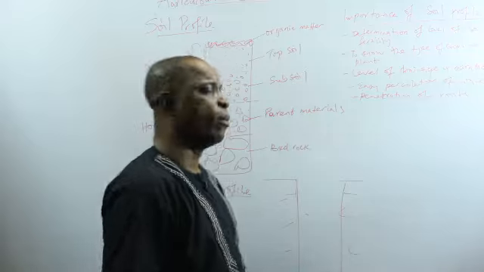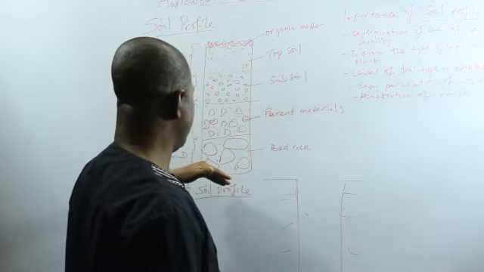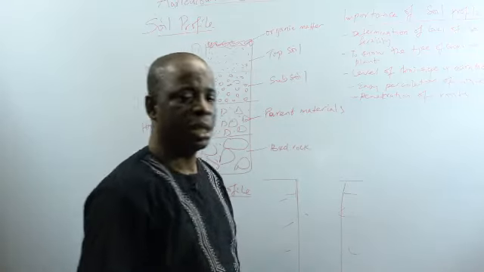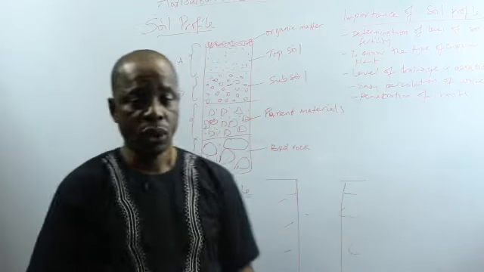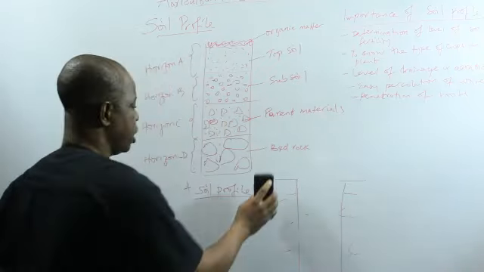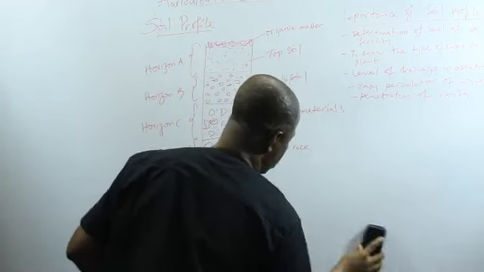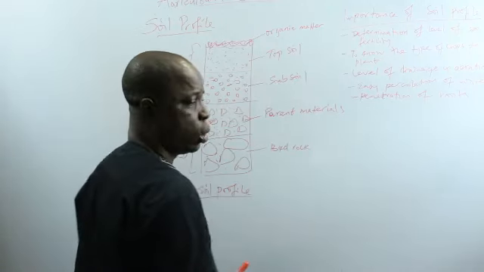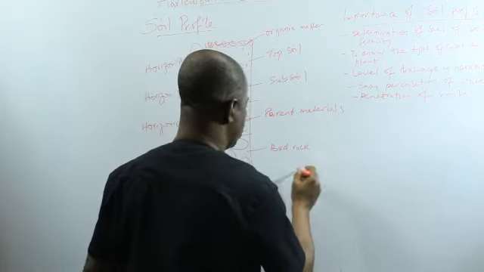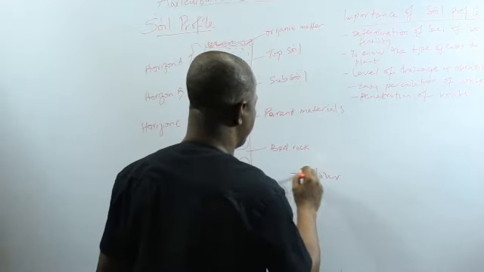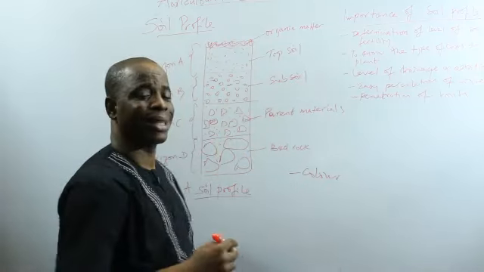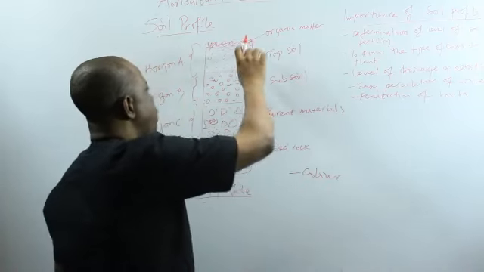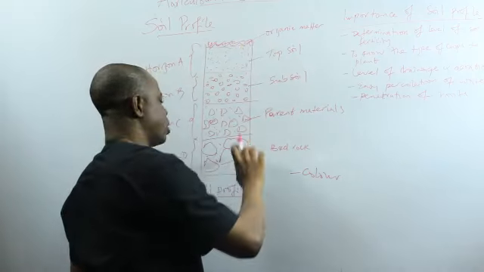Now, as we move from horizon A down to horizon D, there are some changes in the pattern and the behavior of the profile. Number one change you are going to find is the color. Color will change. As we move from horizon A down to horizon D, the color becomes lighter. Because up here the color is dark, while here the color is very light.